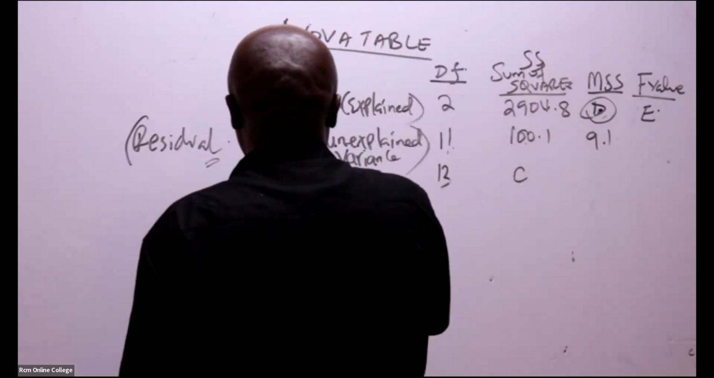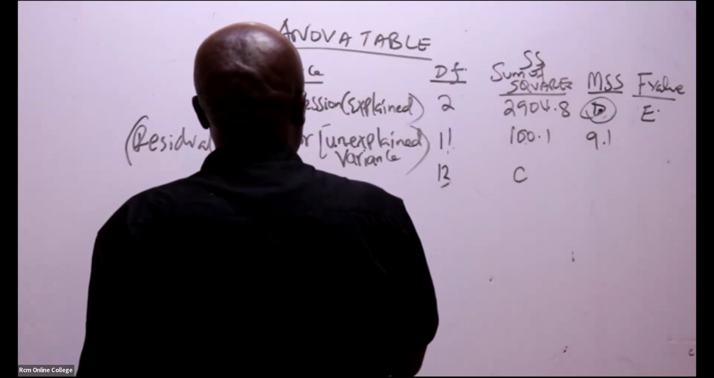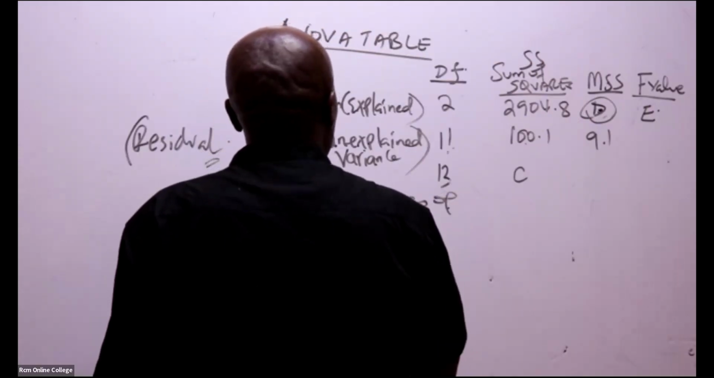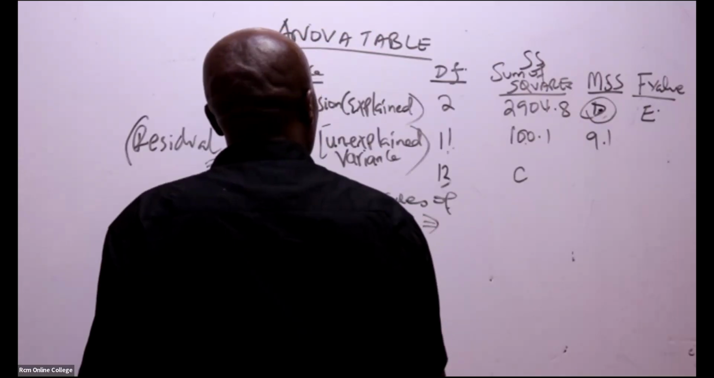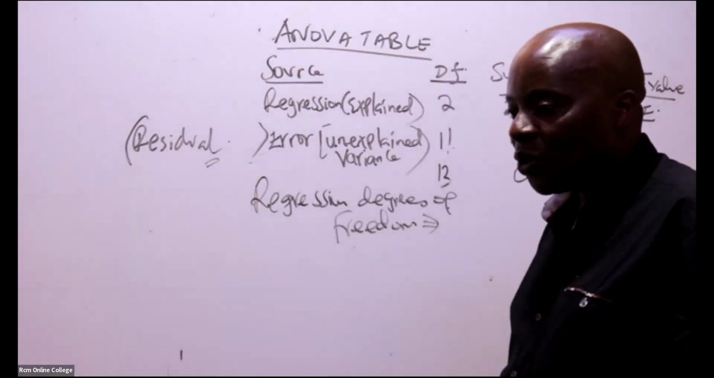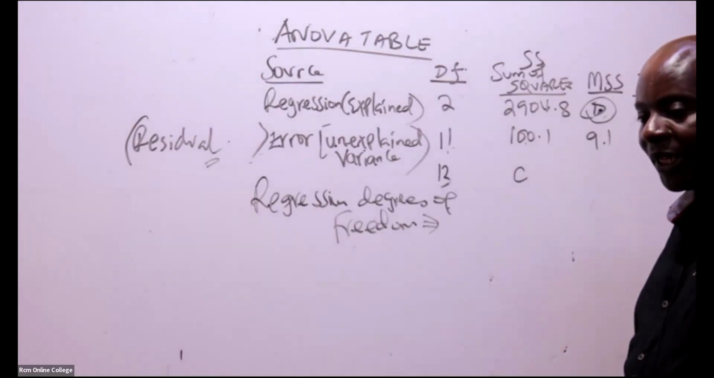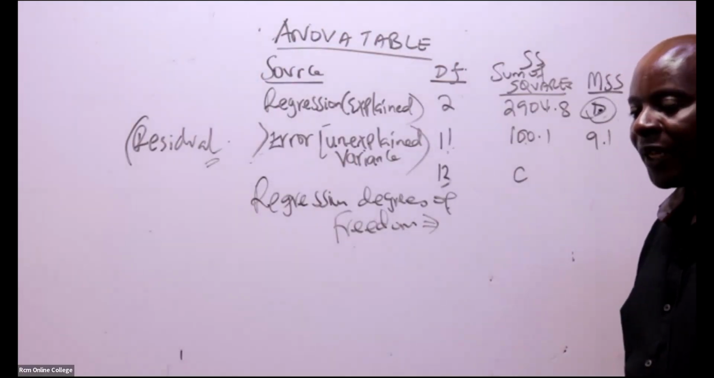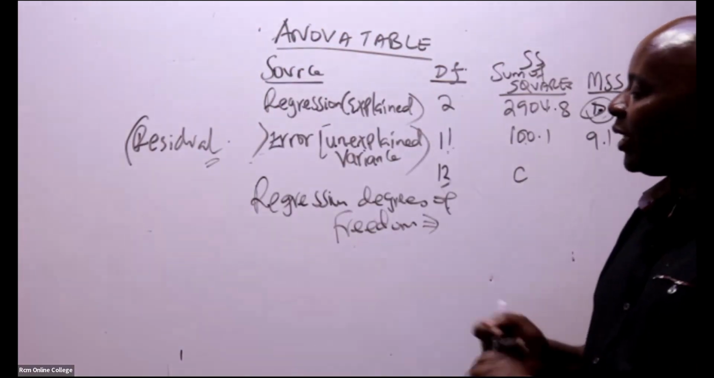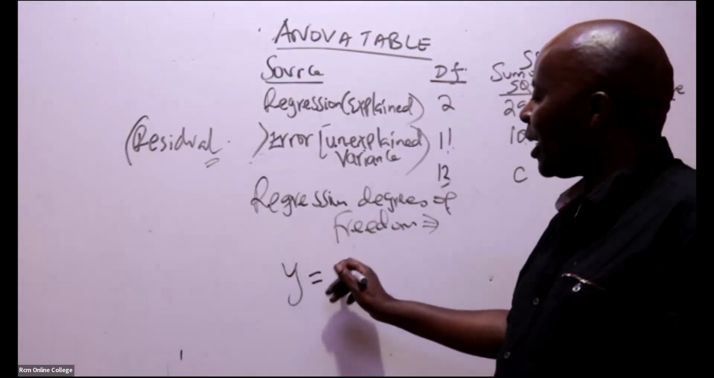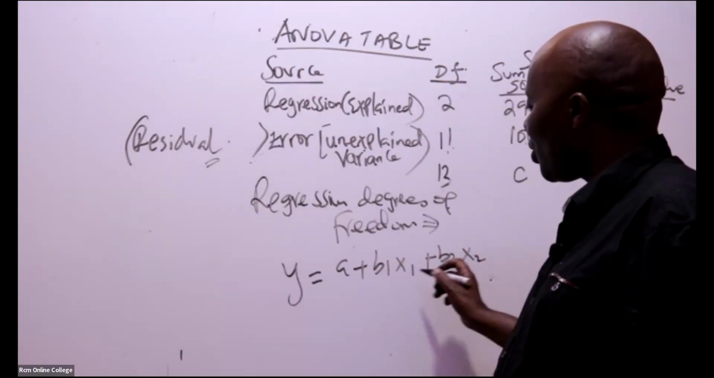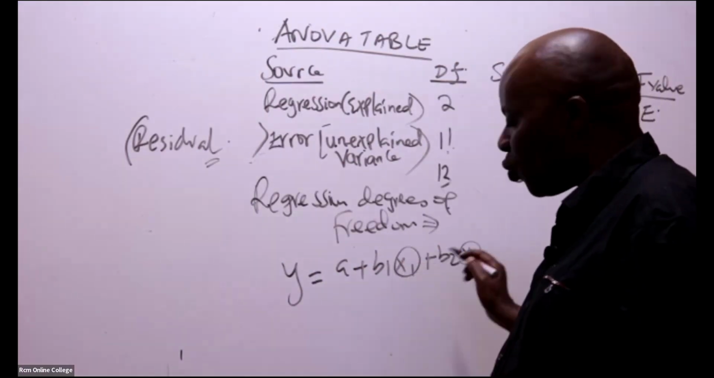Regression degrees of freedom. Please, if you have Muslim students around during your time of Maghrib prayers, we need to excuse you to pray. Very, very important. Someone asked to explain k. K is the number of predictor variables. Like in our equation, A plus B1 x1 plus B2 x2, these are the predictor variables, and they were 2.